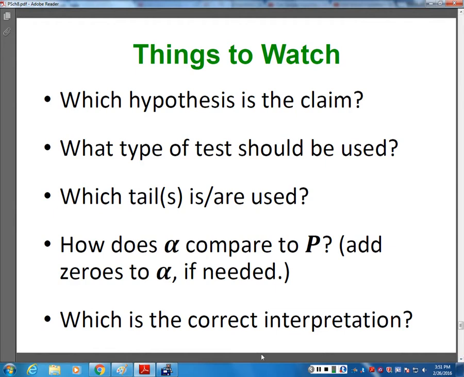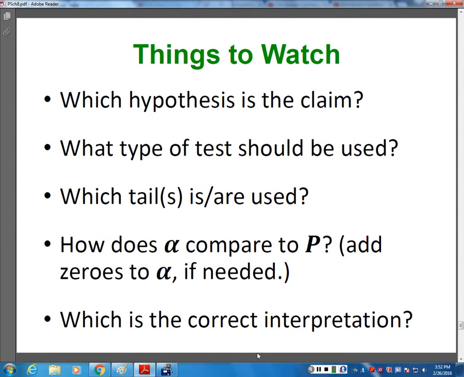Here are some things to watch for when you conduct hypothesis tests. Which hypothesis is the claim? It's always useful to label that at the very beginning when you set up the hypotheses. What type of test should be used? Is this a proportion test, 1 prop z? Is this a test of means with the sigma or standard deviation of the population known? That would be a z-test. Is it a t-test in which we're testing the mean and we don't know the population standard deviation? That's a t-test.